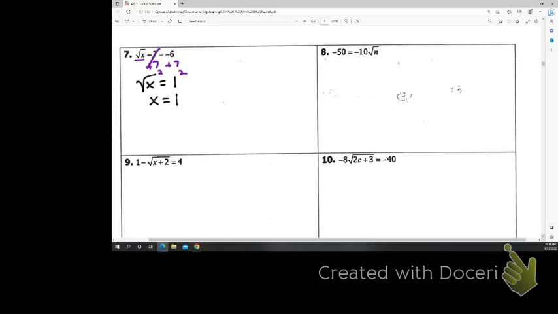And if I check, the square root of 1 minus 7, so that's 1 take away 7 is negative 6. That's true. So for some of them it may seem like, I don't know why we're doing the check, because it's always true. There are times that it's not. Okay.